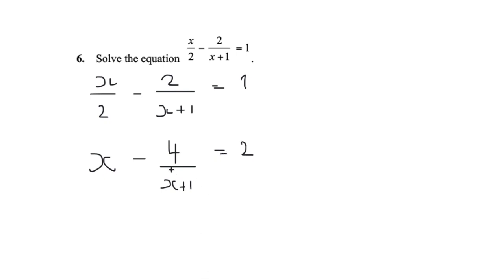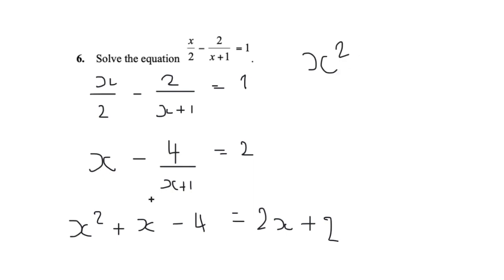And then we're going to times everything in the equation by x plus 1, so exactly the same, but this time we've got x squared plus x minus 4 is going to equal 2x plus 2. And then if we rearrange that a bit, we have x squared, we can do x minus 2x, so that will give us negative x, minus 4 minus 2, which will give us minus 6, is equal to 0.